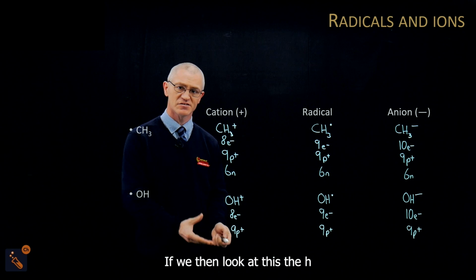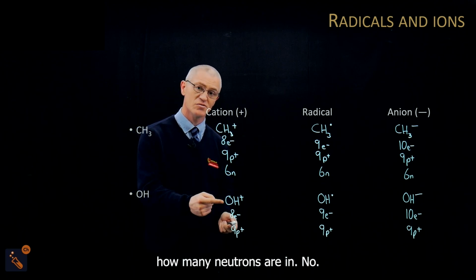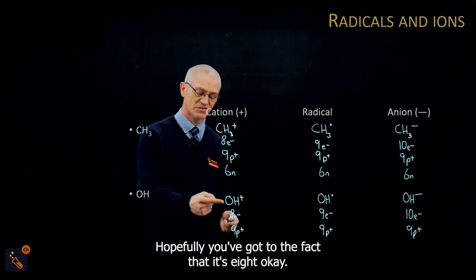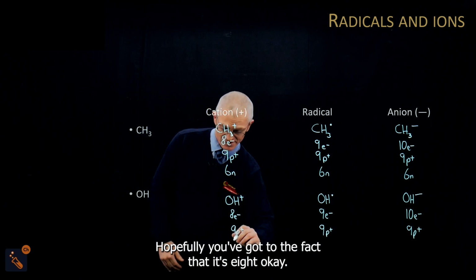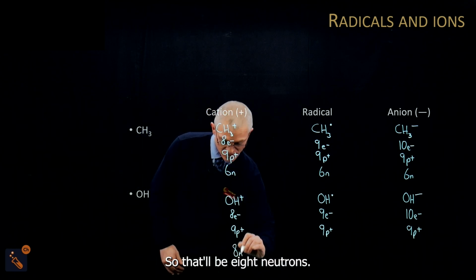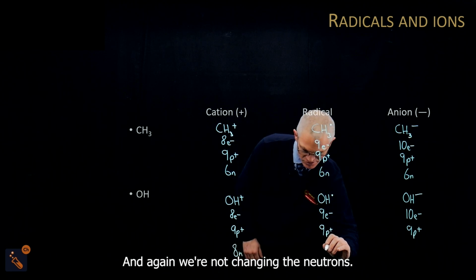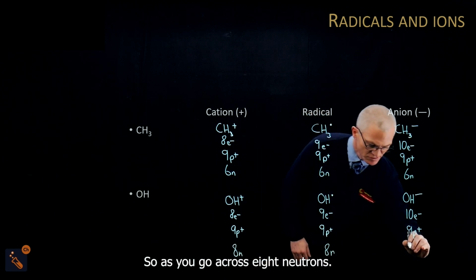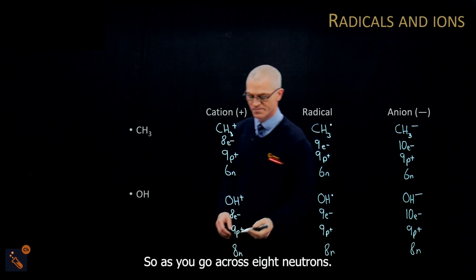If we then look at this, the OH, how many neutrons are in O? Hopefully you've got to the fact that it's 8, okay? So that would be 8 neutrons, and again, we're not changing the neutrons, so as you go across, 8 neutrons.